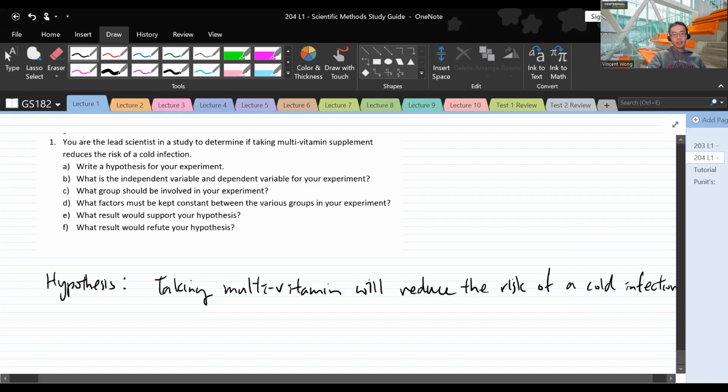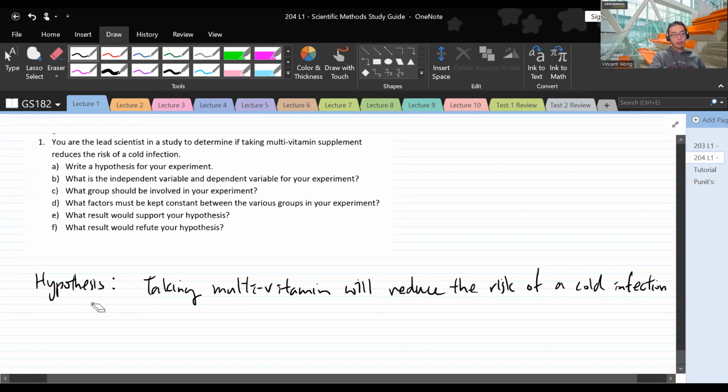Make sure to be specific on the test, on the quiz. If I ask you to write a hypothesis, don't be vague. Like, it will reduce the risk. The risk of what? So you try to be explicit. Taking multivitamin will reduce the risk of a cold. It's okay if you say taking multivitamin will not reduce the risk of a cold as well. Either way, doesn't matter. You just decide what your position is. Okay, so B, what is the independent variable?